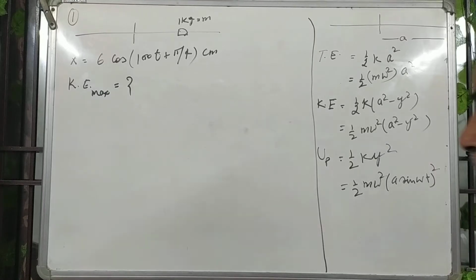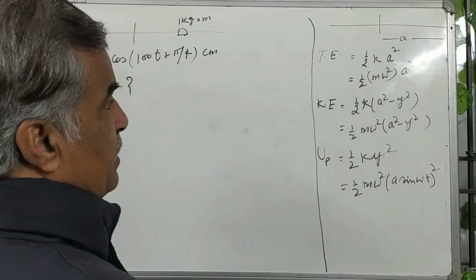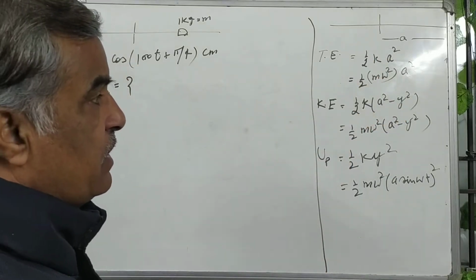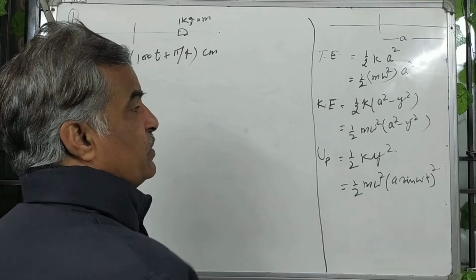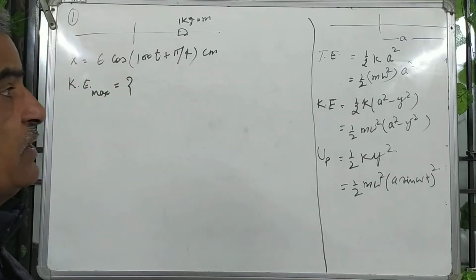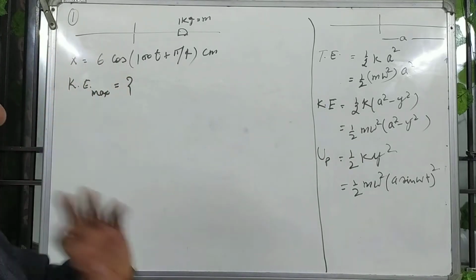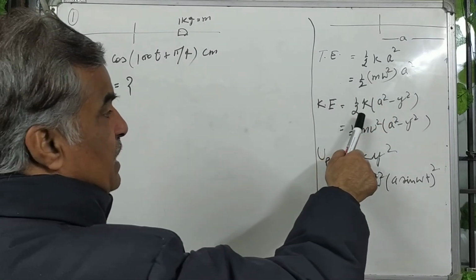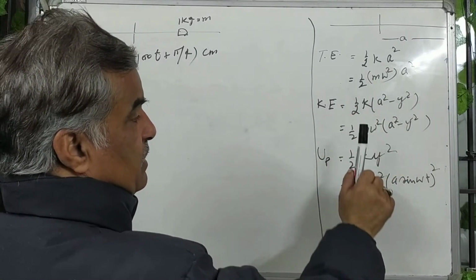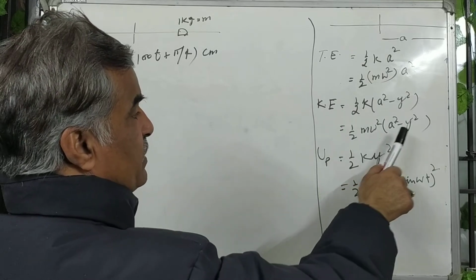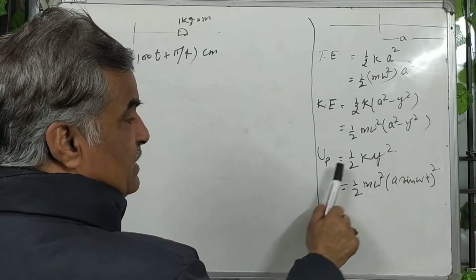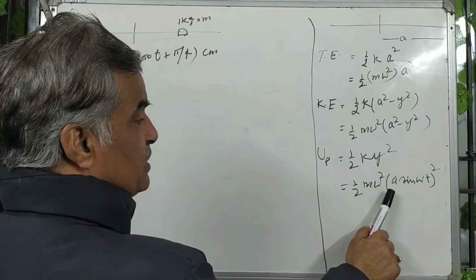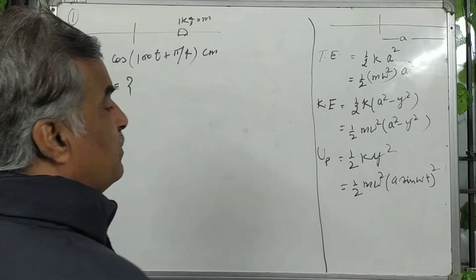Yes, students, in SHM the total energy equation is half k a square, and k is m times omega square. Omega is the angular velocity, omega is 2 pi by T, and A is the amplitude. Kinetic energy is half k times (A square minus y square), and k is m times omega square. And potential energy is half k y square, that is half m omega square y square, where y is the displacement.